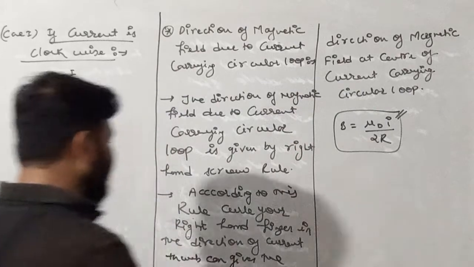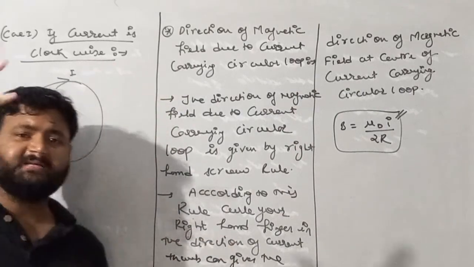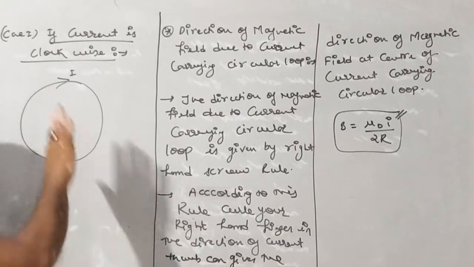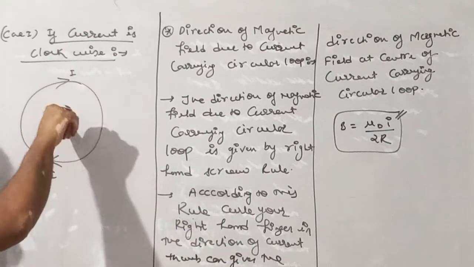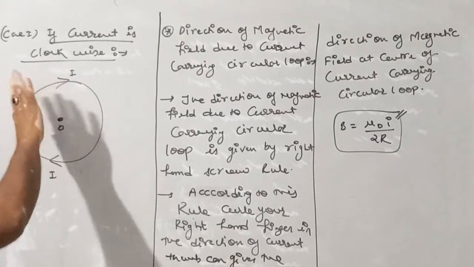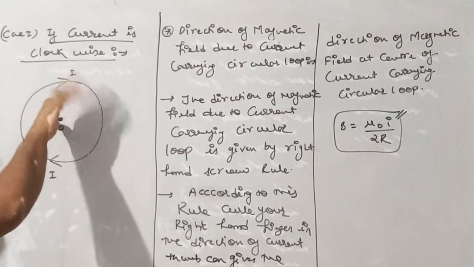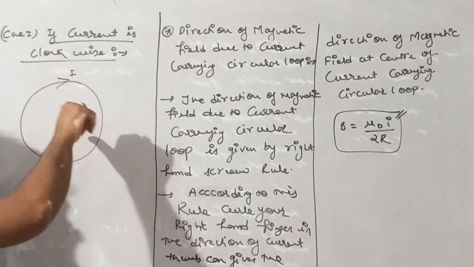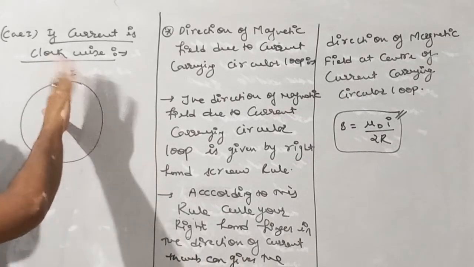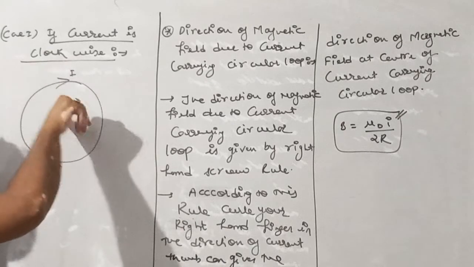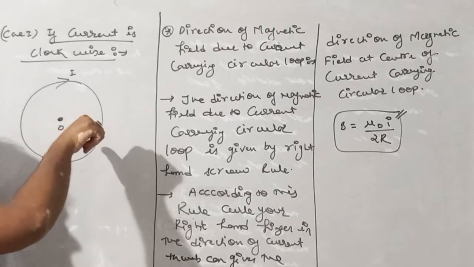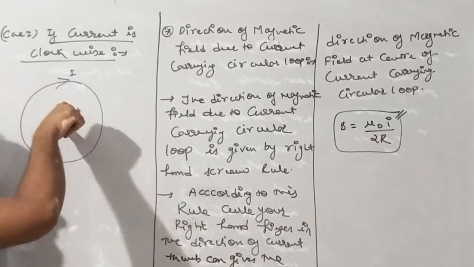Now see, for direction we have to use the right hand. With the help of the right hand, you have to curl your right hand fingers in the direction of current. So right now current is clockwise, so I am curling the fingers in clockwise direction. Thumb can give you the direction of magnetic field. So see my dear student, at center thumb is going inside.